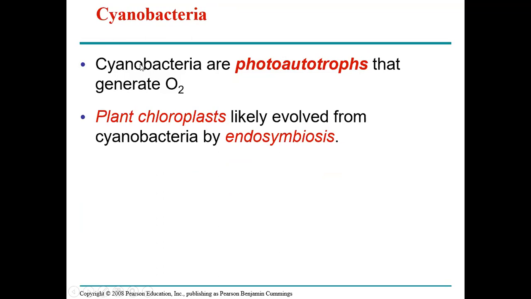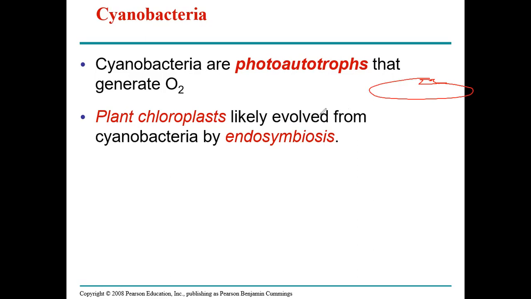Okay. Cyanobacteria are phototrophs that generate oxygen. Plant chloroplasts likely evolved from cyanobacteria by endosymbiosis. Look into the point very well. Cyanobacteria are photoautotrophs that generate oxygen. So the cyanobacteria are bacteria. If I am representing by using a diagram here, this is the figure of a cyanobacteria. What is the property of this organism? Cyanobacteria are photoautotrophs. They can generate oxygen.